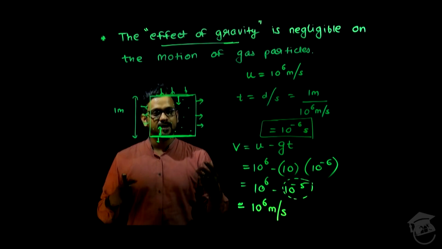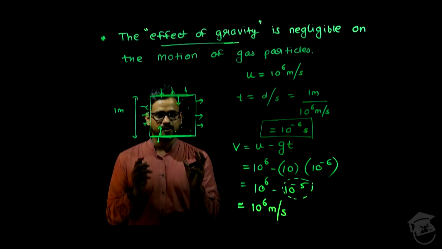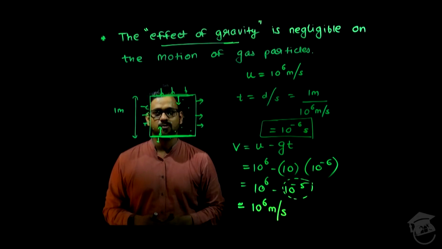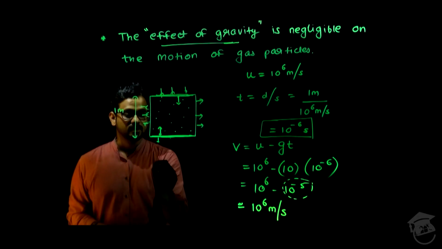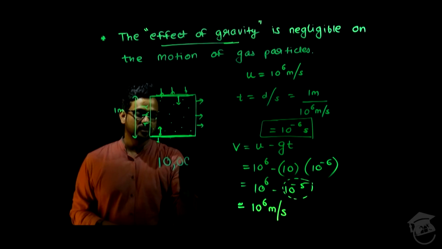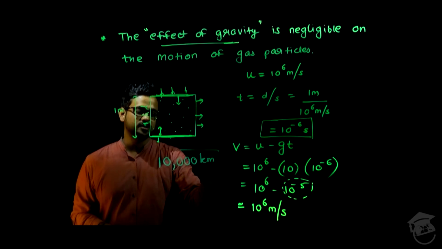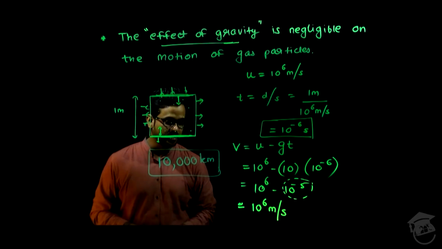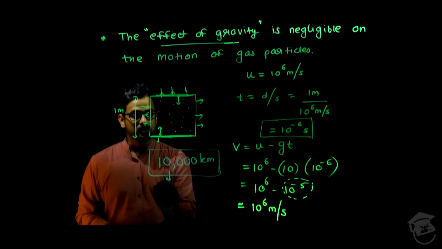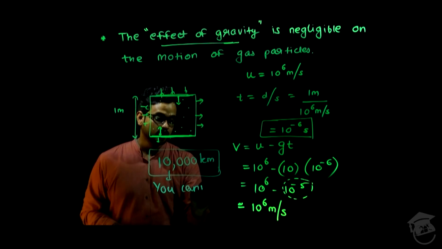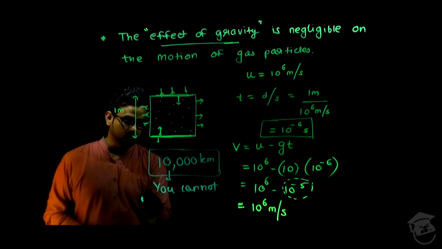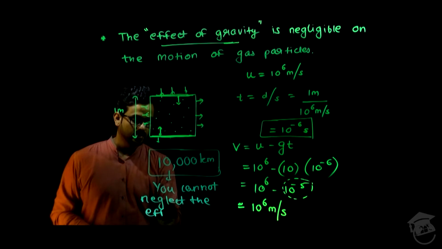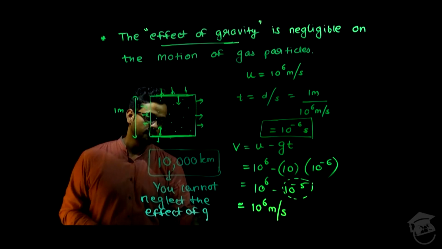Now suppose I paint a hypothetical situation, an unrealistic situation, that we have a container whose height is, let's say, approximately 10,000 kilometers, right? Obviously you don't find such a tall container in your everyday life. In such a tall container, you cannot neglect the effect of gravity. Why is that so?